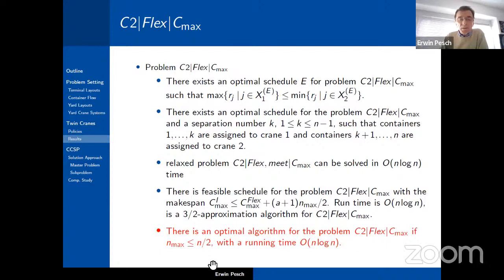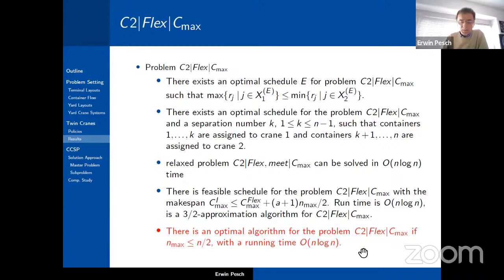So whenever you have a conflict, in such a situation, you would carry another container that is not going to the critical bay that will be dropped earlier. You can carry another container to an earlier place, and then you automatically resolve the conflict. So in such a situation, you would be able to solve this problem with the flexible situation in O of n log n time to optimality.